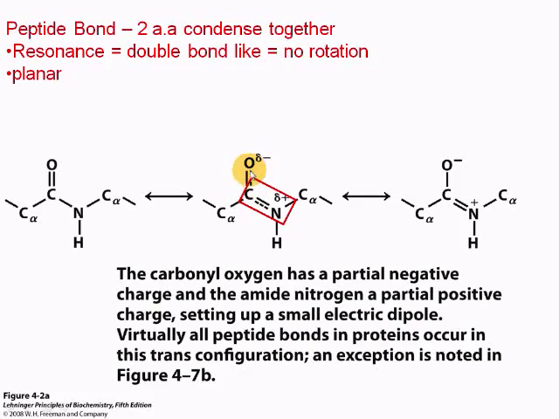And you can see here I highlighted this CN portion, and it looks like this is only a single bond, but because of resonance between this carbonyl oxygen and this nitrogen, there's a partial double bond character to the peptide bond. And so this carbon-nitrogen bond does not rotate. There's no rotation about the CN bond, about the peptide bond, and it's double bond-like and it's planar.